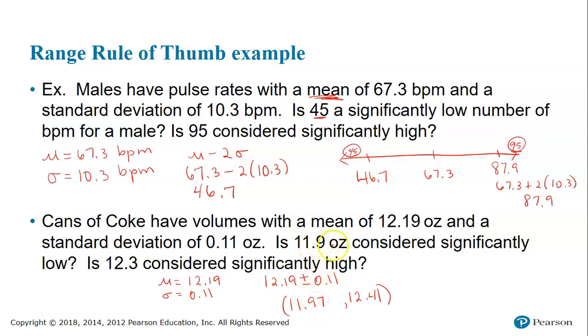So 11.9, that one would be below 11.97, so it would be considered significantly low. 12.3 actually is in the interval, so it would not be significantly high or low.